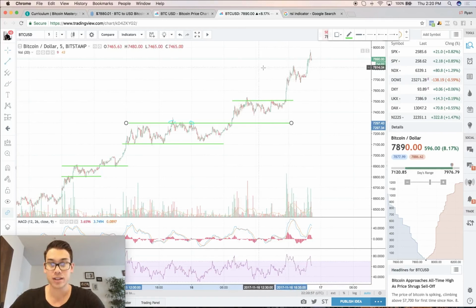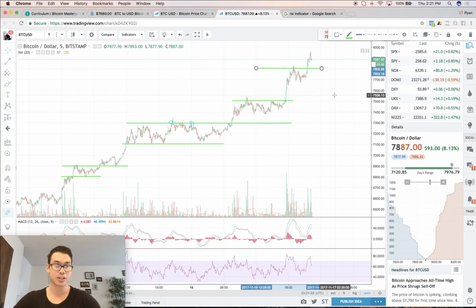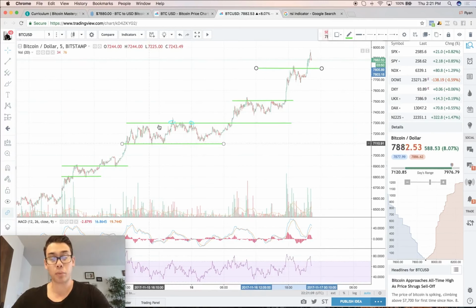And you could just practice this. I suggest going back, looking at the Bitcoin price, saying, you know what, I want to day trade or I want to swing trade, pick a time frame, and then start drawing support and resistance levels so you can see how the market moves, okay?